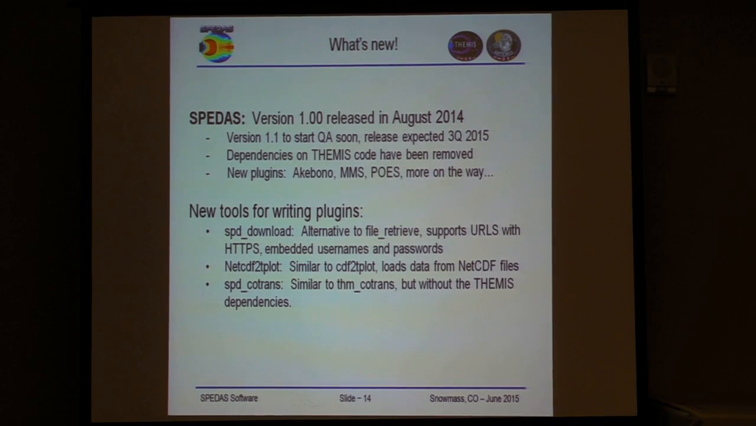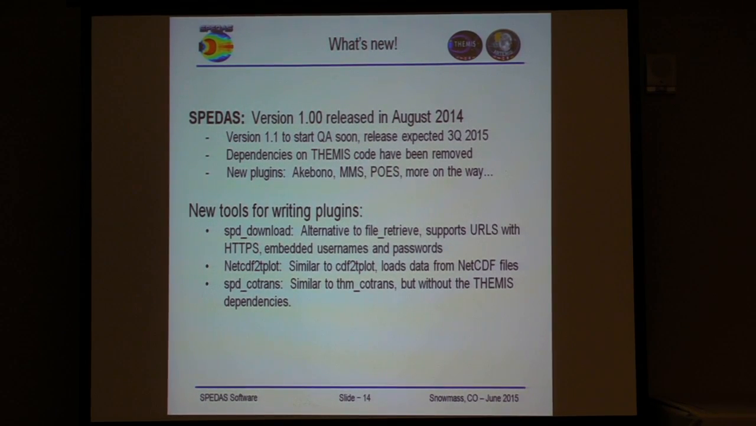Okay, so in this release, we've produced a few tools that should ease plugin development for other missions. We came up with this SPD download tool. For those of you who've written plugin routines, there's an older routine called file retrieve that got the job done, but it didn't really support the full set of features that we might want to use. For example, I don't think it handled secure logins. I don't think it handled HTTPS. And then some of our missions we're working with now require authentication to be able to get access to the data.